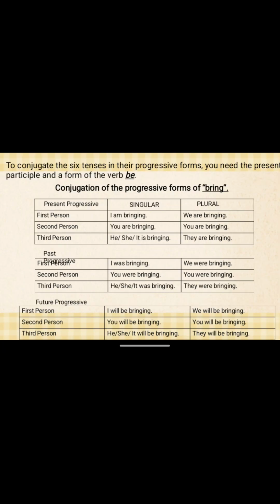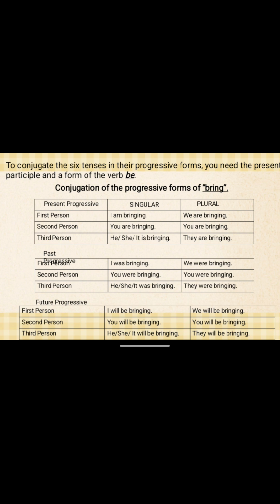Now we move on here to the present progressive, past progressive, and the future progressive. So first, what is present progressive? So present progressive is the action happening right now. So the structure we use here is am, is, are, plus the verb ing. So first person in singular, I am bringing. Second person, you are bringing. Third person, he, she, it is bringing.